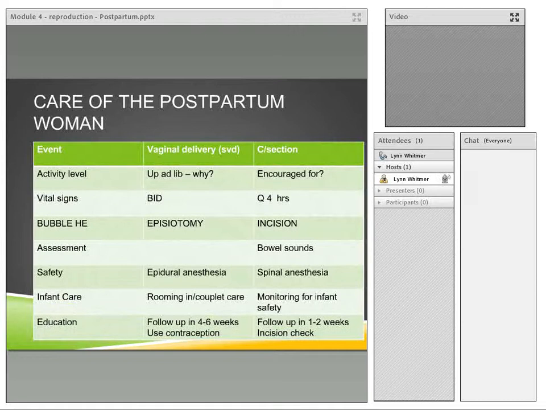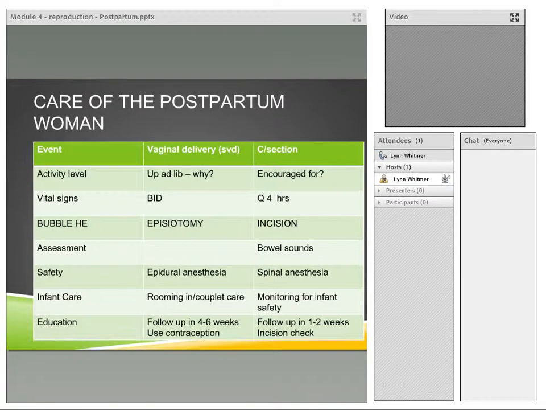Now this is a graph I put together, or a table I guess is a better description, of care of the postpartum woman. I wanted to look at the difference between vaginal deliveries and C-sections. The assessments are very similar except for bowel sounds. Well, we listen to bowel sounds on both, except for abdominal incision versus episiotomy.